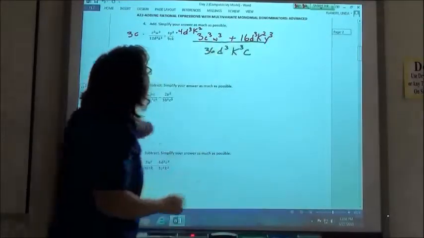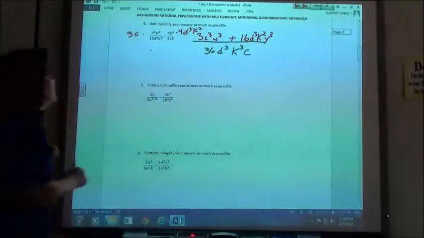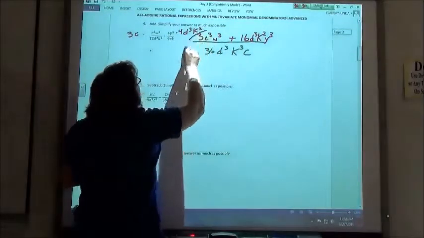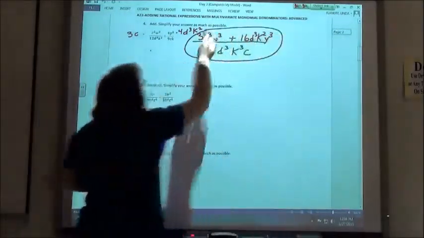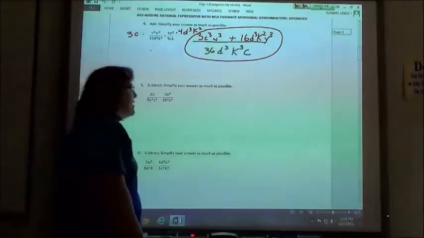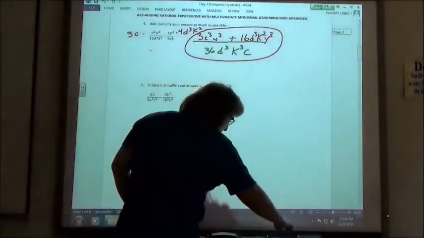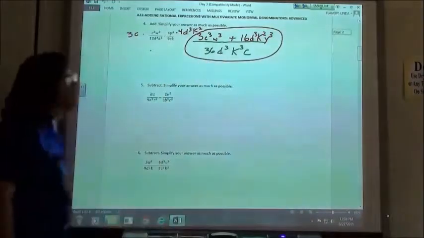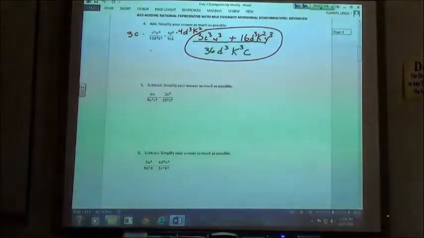Now those are not going to be like terms, so that's just going to end up being your answer, as weird as it looks. So 3c to the third, w to the third, plus 16d to the third, k squared, y cubed, over 36d to the third, k to the third, and c. And again, your order of your variables can be switched around. It would be the same thing.